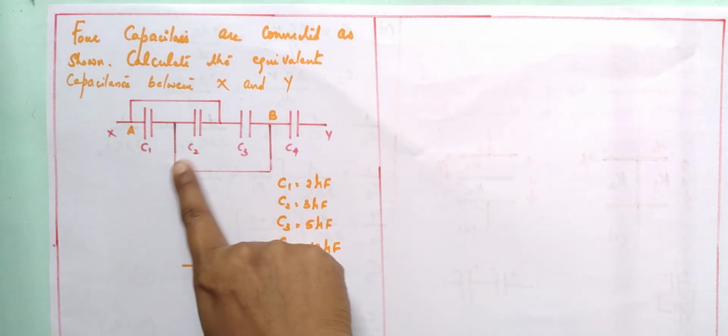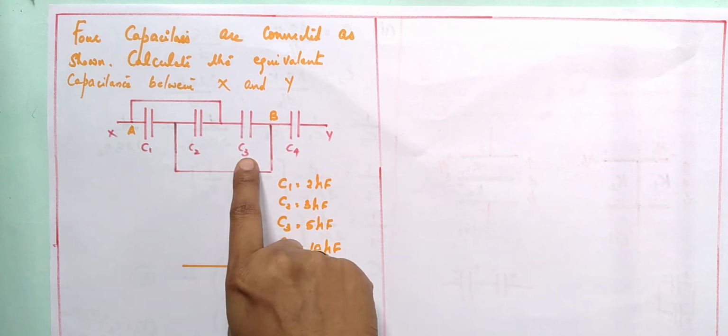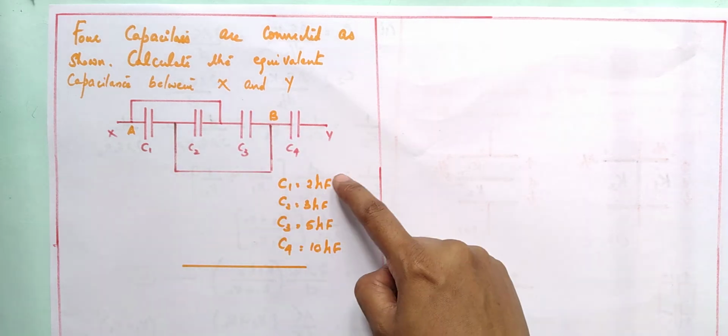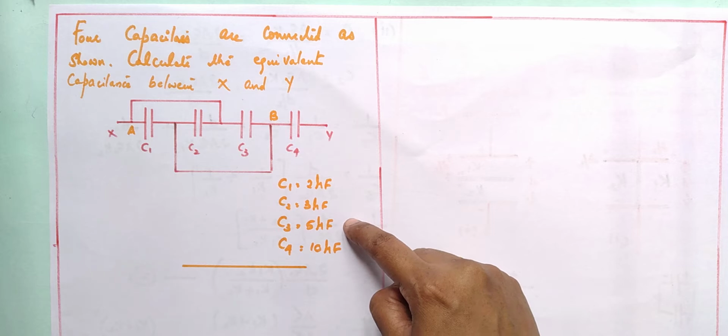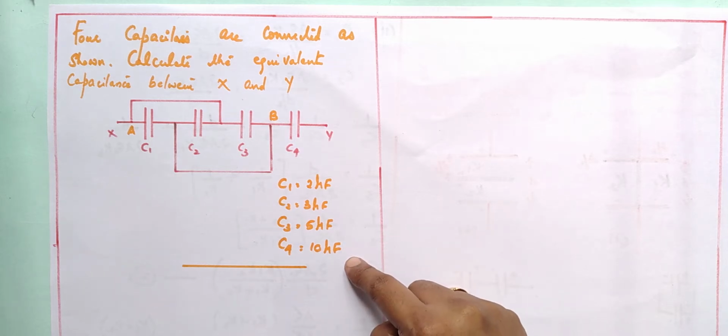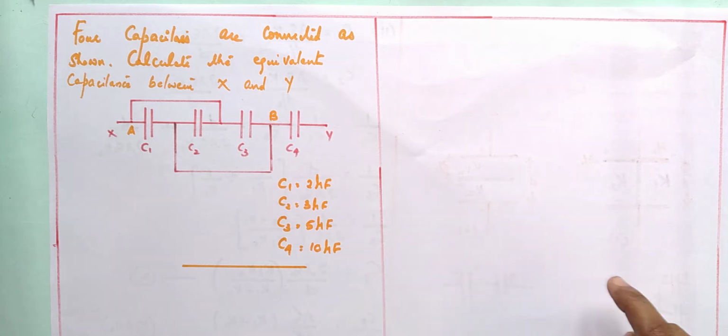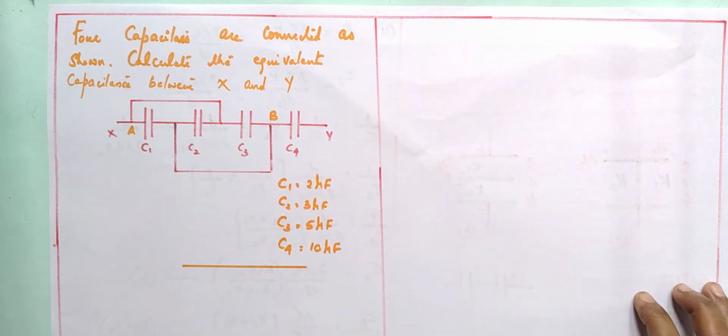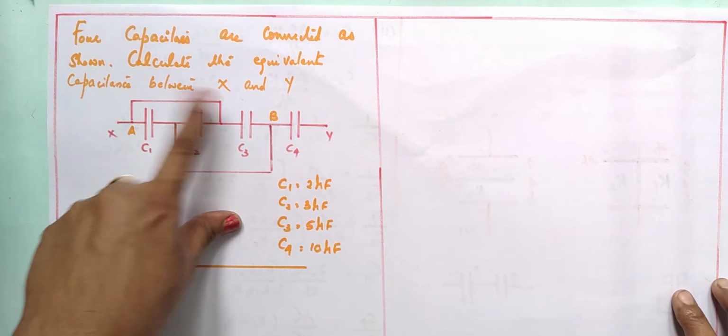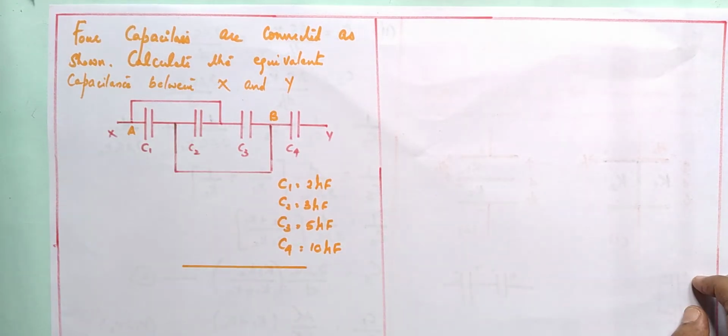And here four capacitors are connected like this: C1, C2, C3 and C4. Values are also given: 2 microfarad, 3 microfarad, 5 microfarad and 10 microfarad. And we have to find the equivalent capacitance between X and Y. Interconnections are also there in the figure. So, can you say which capacitors are connected in series and which are in parallel?